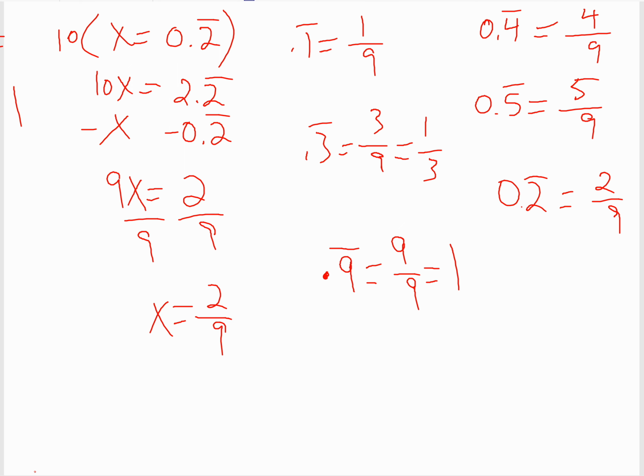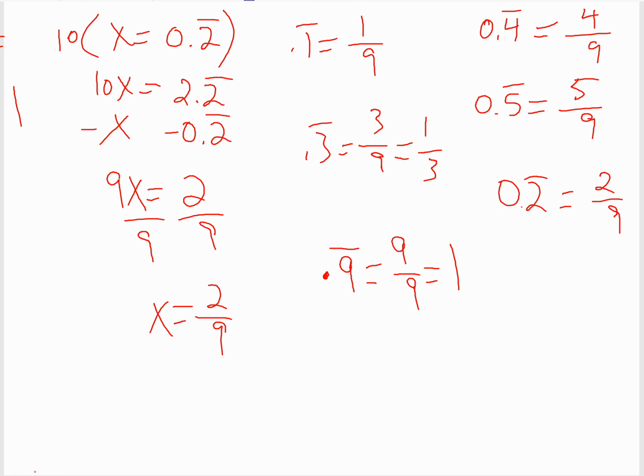Then we predicted that 0.2 repeating was going to be 2 over 9, and then we did the math and showed it. So we found a little bit of a shortcut, but you still have to do the math. You still have to be able to show it and prove it. And we talked about 0.1 repeating being 1 over 9, and 0.3 repeating being 3 over 9, but you have to simplify.